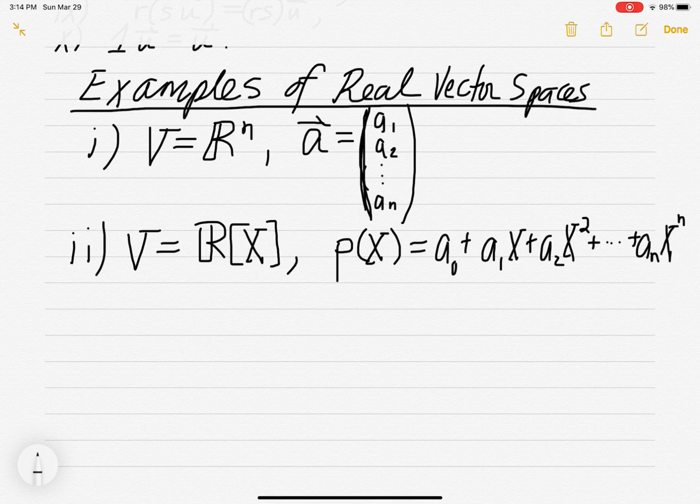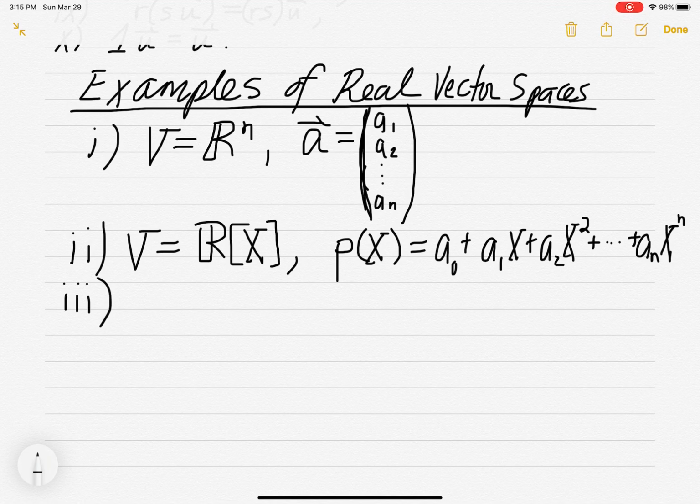And the X's are your variable. It's an unknown, and the a0, a1, a2, an, those are actually going to be numbers. Those will be real numbers, those coefficients. So basically if you were to add two polynomials, you get a polynomial, and it would satisfy all those 10 properties. So the set of polynomials forms a vector space.